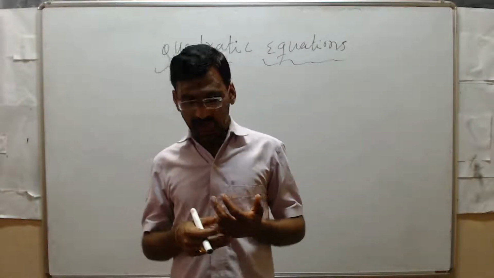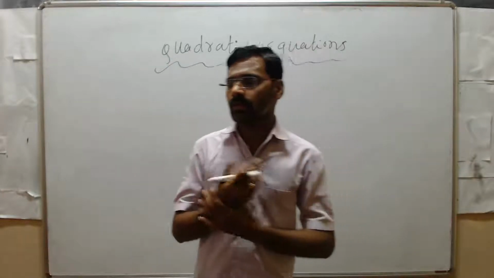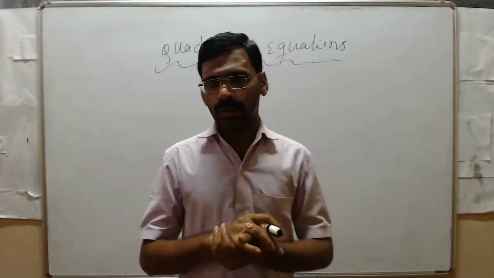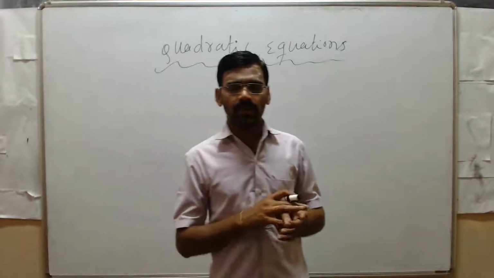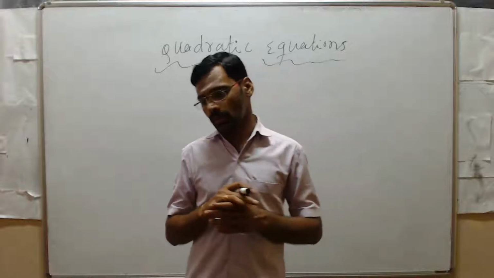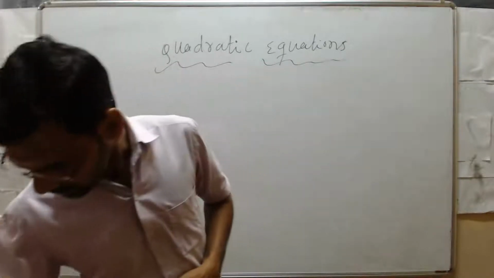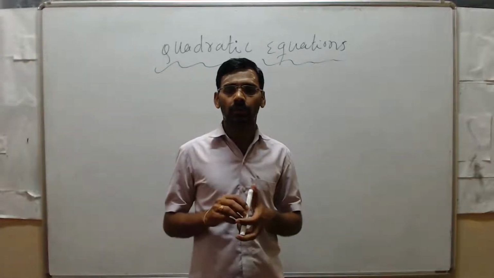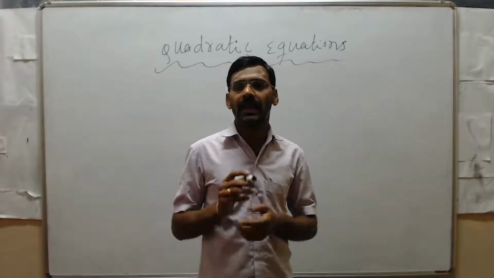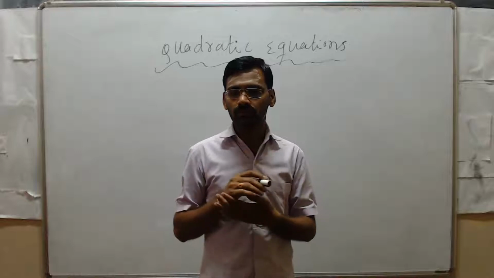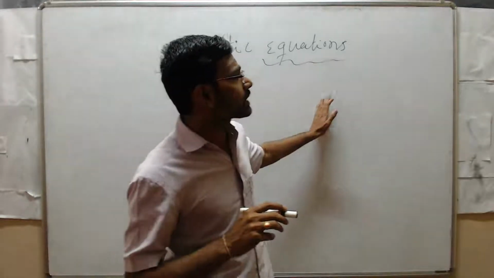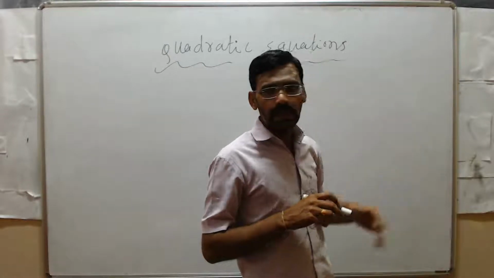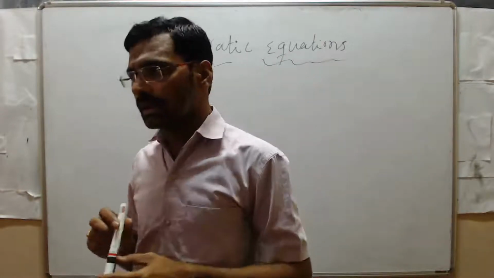Now, we completed two chapters. First one, arithmetic progression. Second, coordinate geometry. Both are important chapters in our SLC annual exam. Arithmetic progression weightage is 4 to 5 marks, and coordinate geometry weightage is also, I think, 3 to 4 marks.